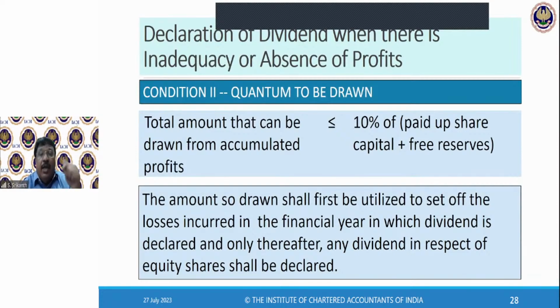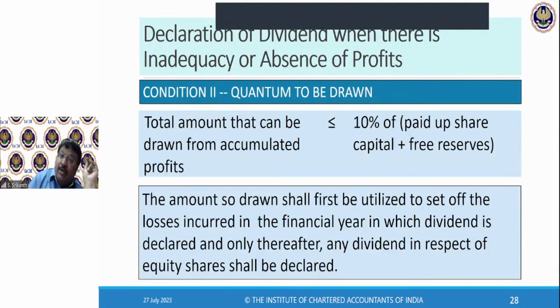the financial year in which dividend is declared. So in the P&L appropriation account, there is a negative balance now. That should be first reduced from this amount. Only the balance can be used. Thereafter, only thereafter, any dividend in respect of equity share shall be declared.